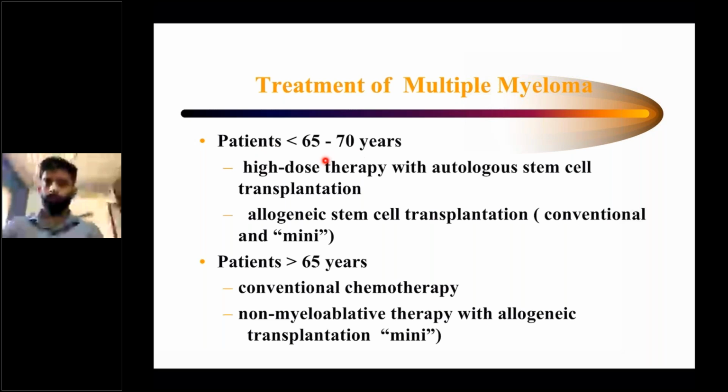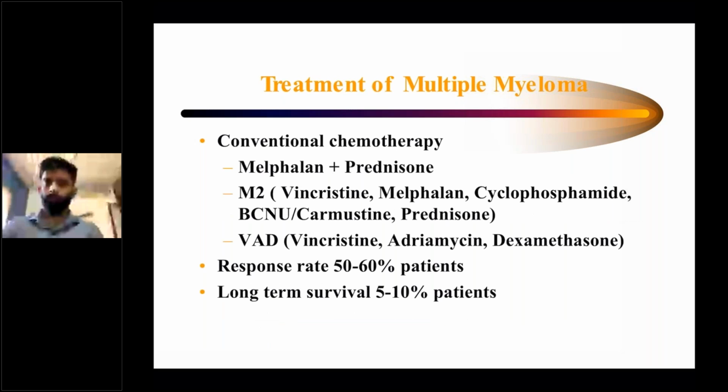So in patients less than 65, you have to go for high dose therapy with autologous stem cell transplantation or allogenic stem cell transplantation, which has myeloablative therapy also. Greater than 65 years, go for conventional chemotherapy and non-myeloablative therapy with allogenic transplantation. So no myeloablative therapy. Conventional chemotherapy consists of melphalan and prednisolone. This is the first drug combination that was introduced, melphalan and prednisone.